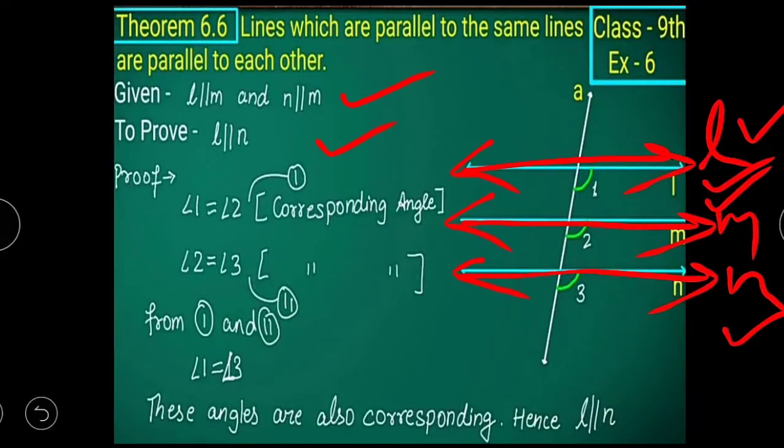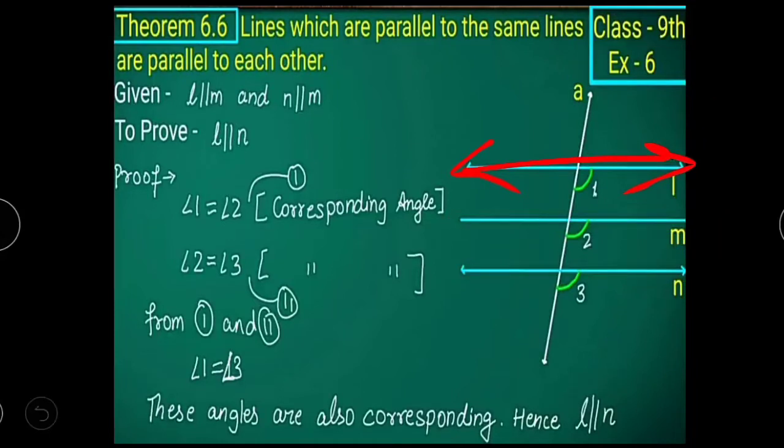Now we will see how we can prove that L is parallel to N. To prove L parallel to N, we are going to use the properties of parallel lines. Students, if line L is parallel to M, then we can say that angle 1 will be equal to angle 2. How? Because of corresponding angles. These are the corresponding angles of parallel lines. Therefore, angle 1 is equal to angle 2, and this will be our equation number 1. Similarly, if M is parallel to N, then angle 2 will be equal to angle 3. Again the reason is the same, corresponding angles, and this will be our equation number 2.